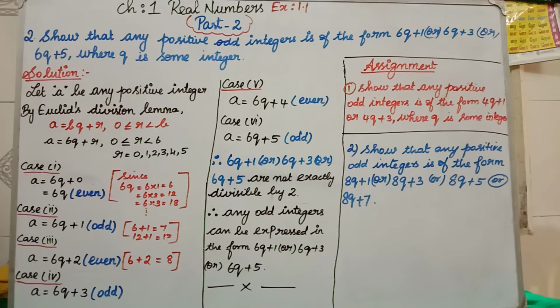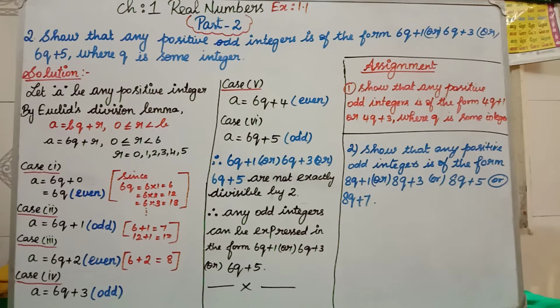Now we'll see the solution. Let a be any positive integer. What is this a? If you see in problem 1, they have given two numbers to find the HCF. Among the two numbers, the bigger number we have taken as a. But here, when a and b are not given, we ourselves have to consider a. For that, let a be any positive integer.